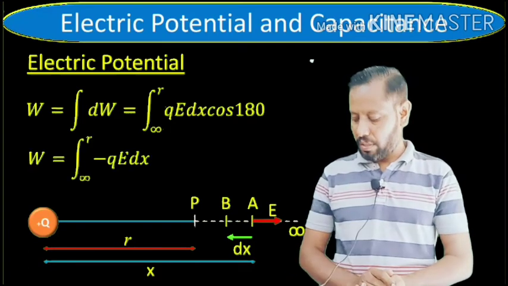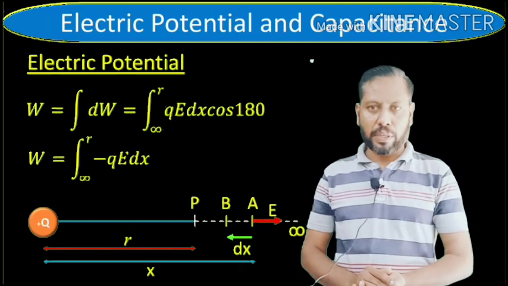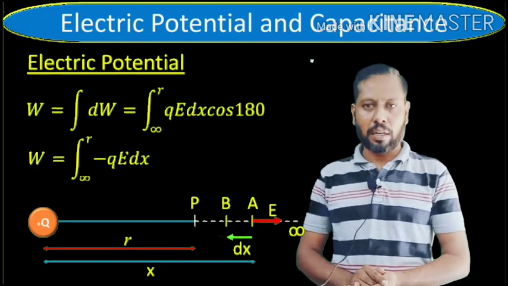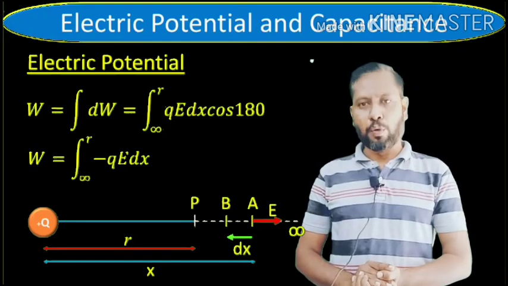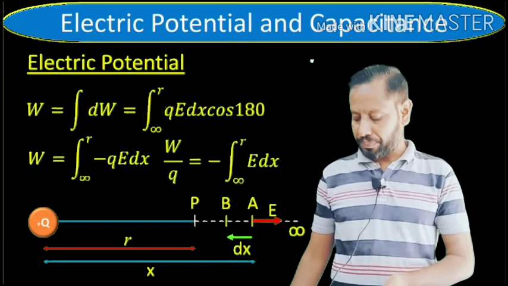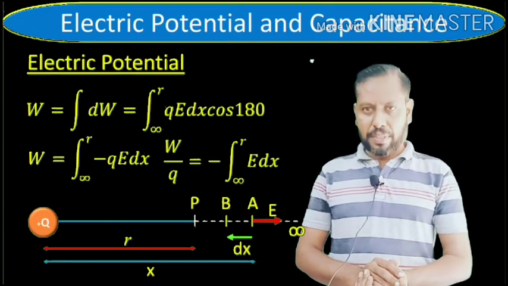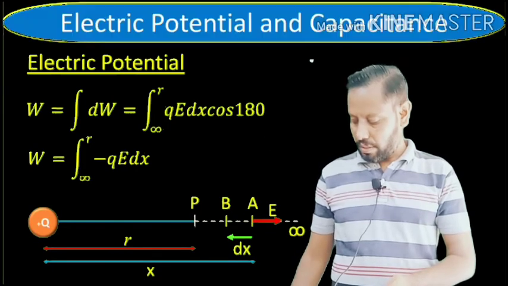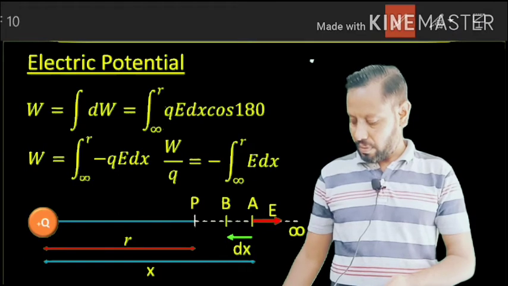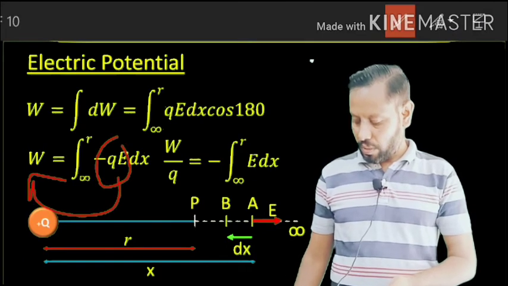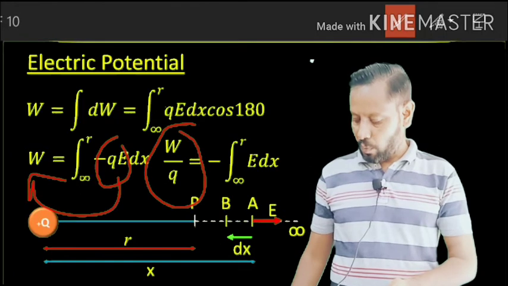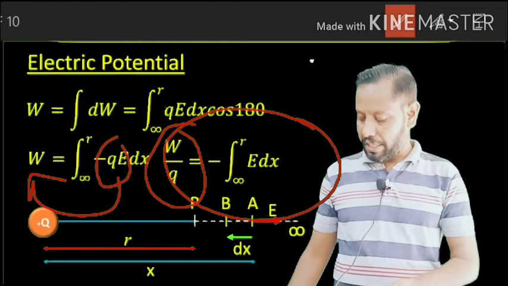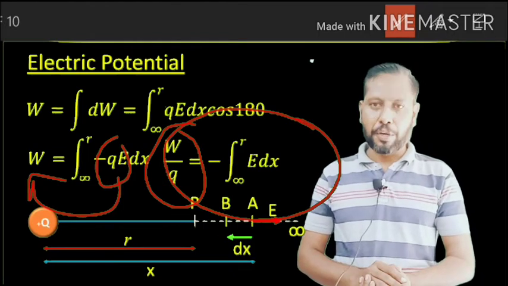Now further, if I solve, cos of 180 is nothing but -1. So the work done will turn out to be the integration from infinity to r of minus qe into dx. Let us solve further. Now I will shift this q to this side, so it becomes w upon q. So w upon q will be equal to minus times the integration of e dx from infinity to r.